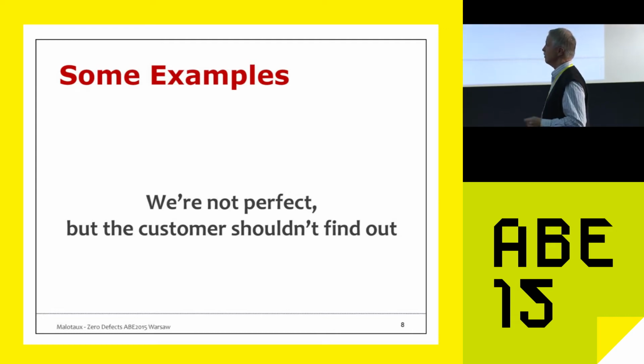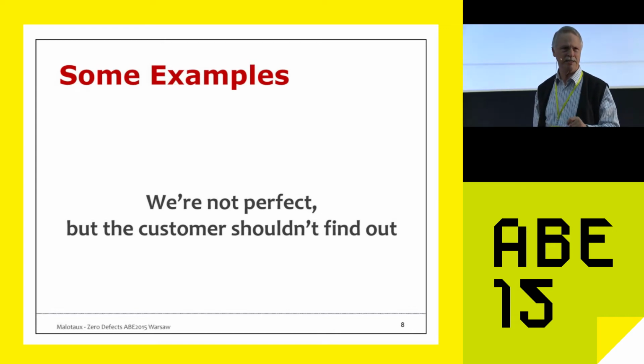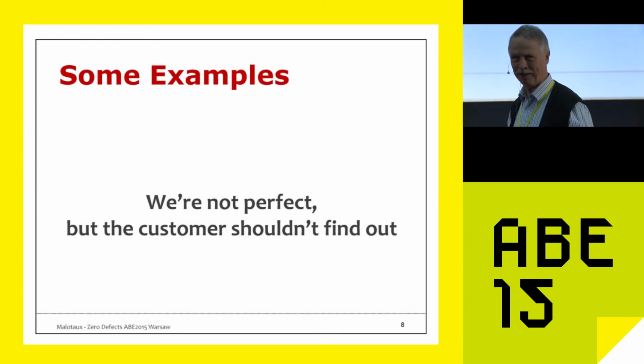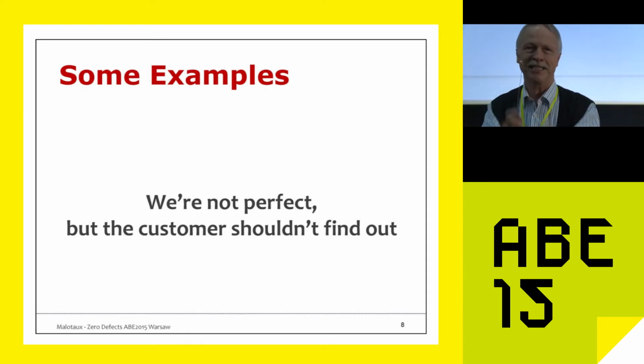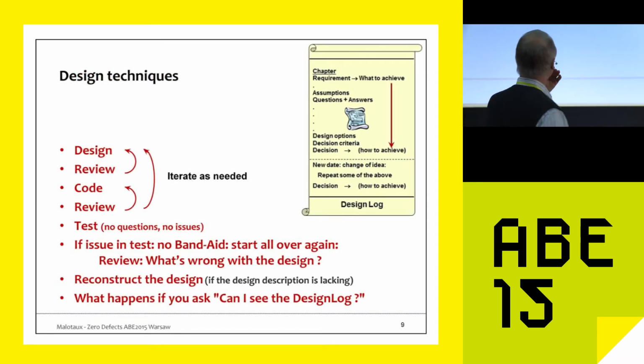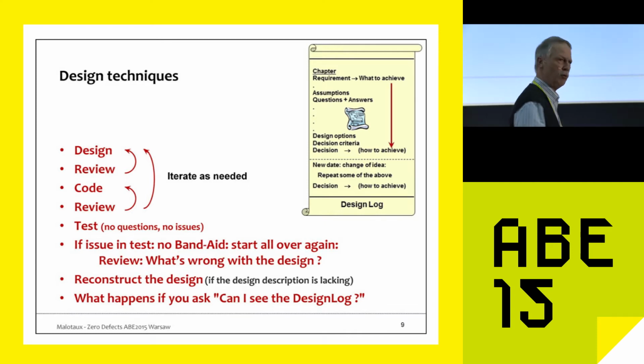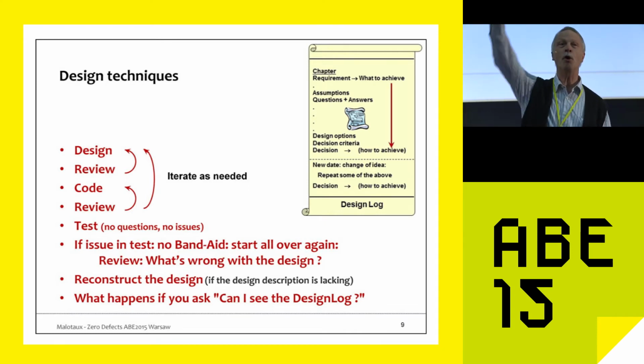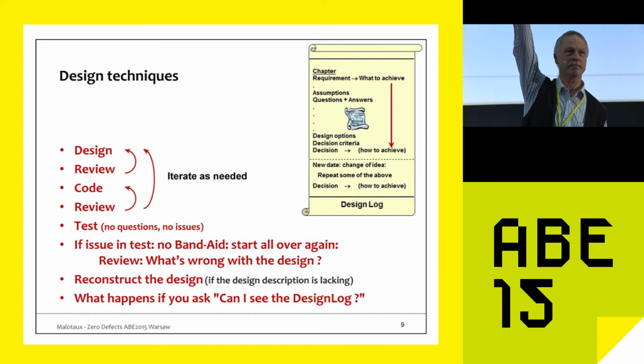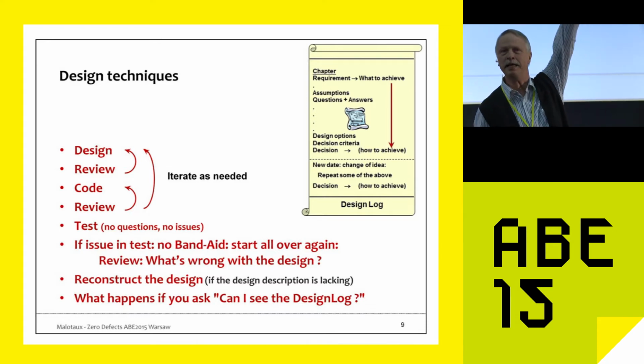So some examples. We are not perfect, but the customer shouldn't find out. Of course he finds out, and he's also not perfect, but I like to have very concise mantras. So one of the techniques is, let me ask, who is coding? Who is designing?